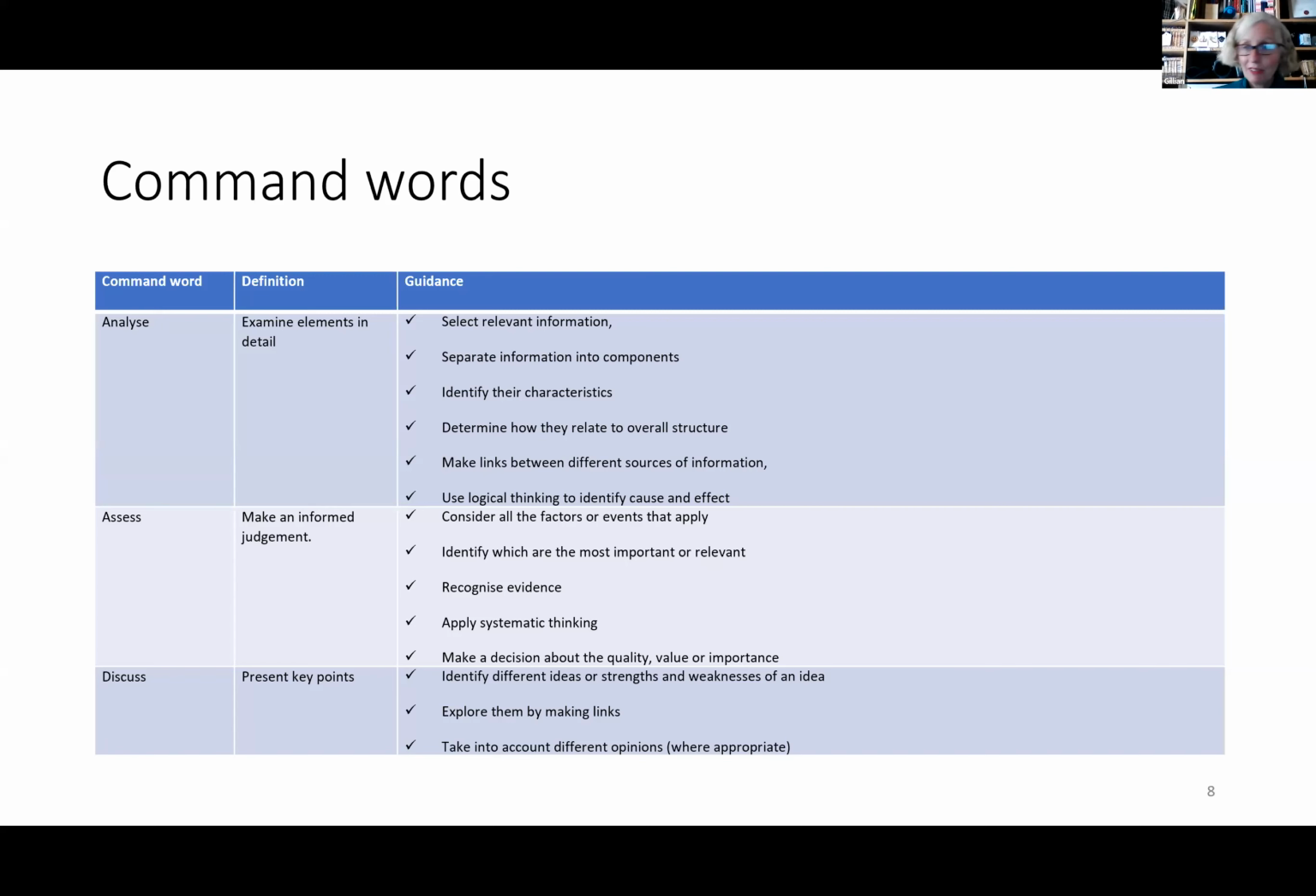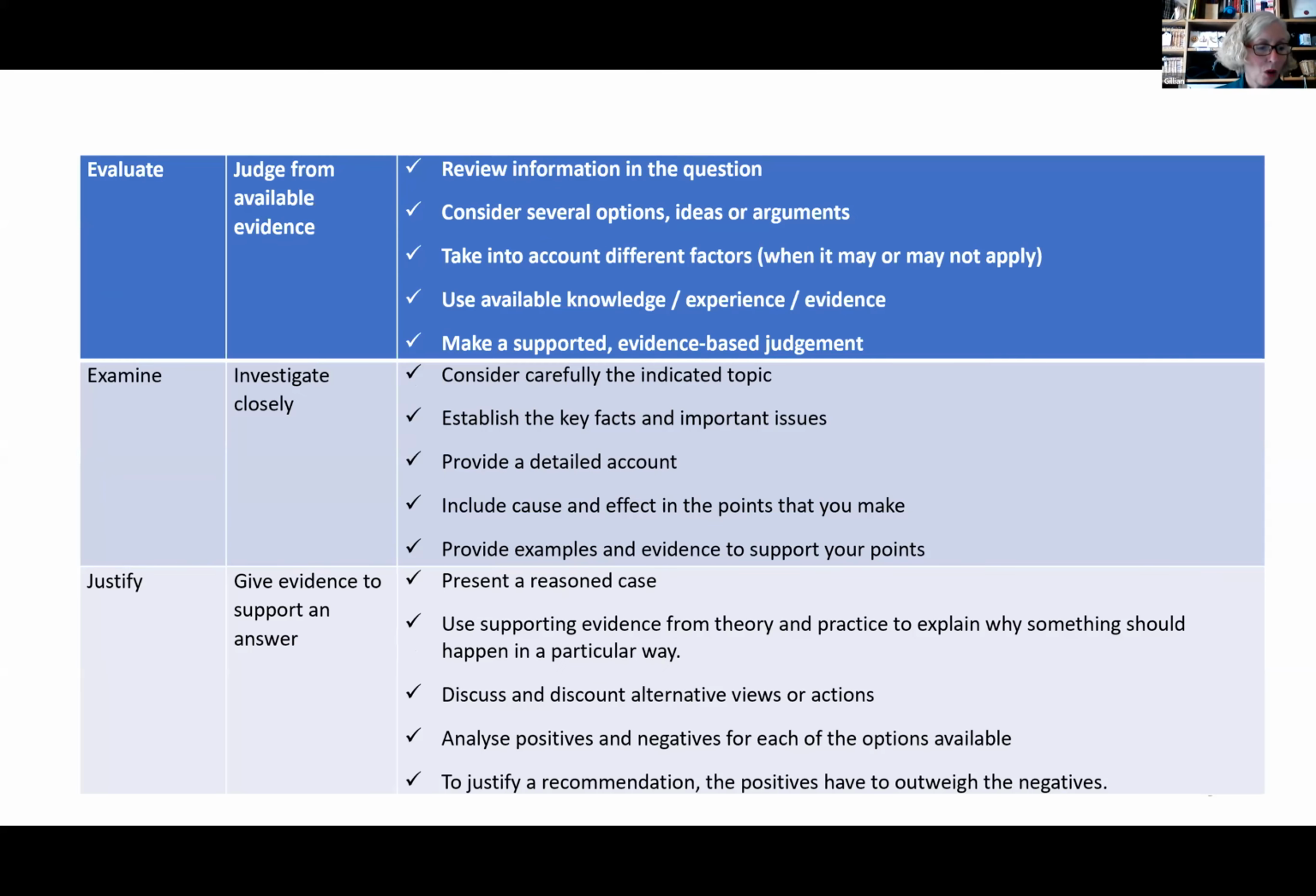Now, if we move on to evaluation, that's where we give a verdict, an extent of a statement or findings within a piece of research, whether it's true or not, and to what extent you agree. You draw a conclusion based on what you think are the most important factors, and you justify how you've made your choice. So it's a supported, evidence-based judgment.